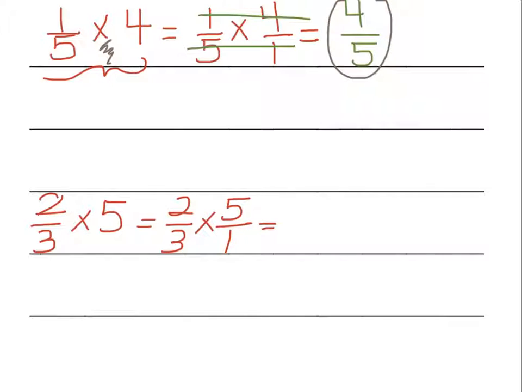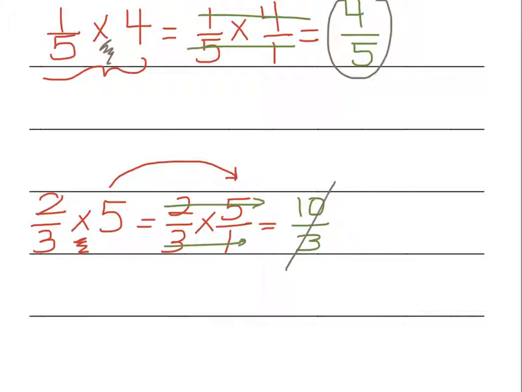Then our next step is, first step was knowing that the of was multiplication and knowing to change our whole number into a fraction. Second step, we multiply across the top and we get 10. We multiply across the bottom and we get 3. Then we look at it and we say, is that an improper fraction? And hopefully you said to yourself, yes, it is. So what are you going to do about it?